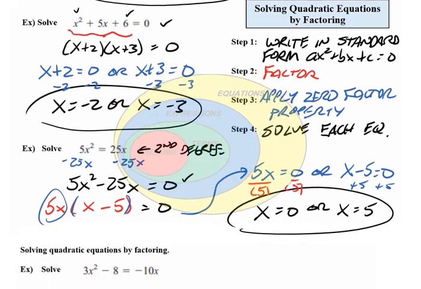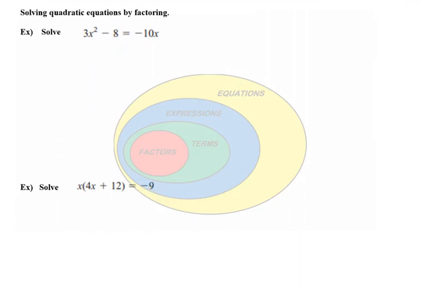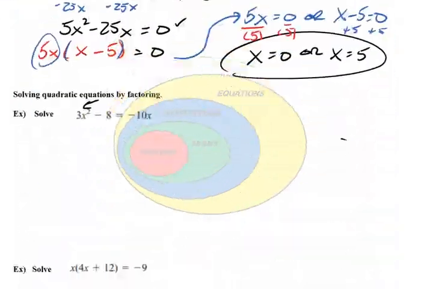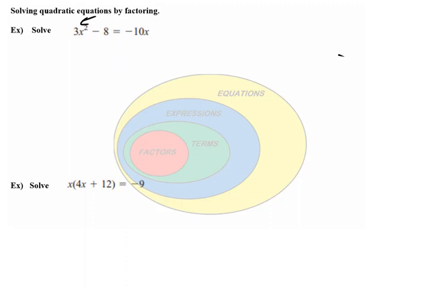All right, so let's apply the same strategy for the next two. Solve the quadratic equations by factoring. Again, we know these are quadratic equations. We have a second degree term here. So first thing we want to do is write in standard form. So here I'm going to add 10x to both sides. And in standard form we would have 3x squared plus 10x minus 8 equals 0.